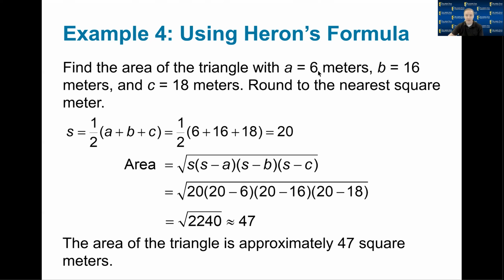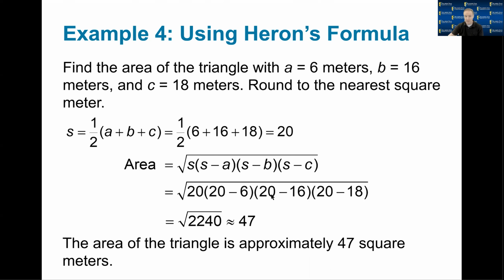What if you have a triangle that has sides of 6 meters, 16 meters, and 18 meters? First thing you do is, if I need to know the area of it, first I find the semi-perimeter, which is just your perimeter divided by 2. Well, the perimeter would be 6 plus 16 plus 18. We know that 6 plus 16 is 22, plus 18 is 40. You take that 40 divided by 2, you get 20. So the semi-perimeter, half the perimeter, is 20.